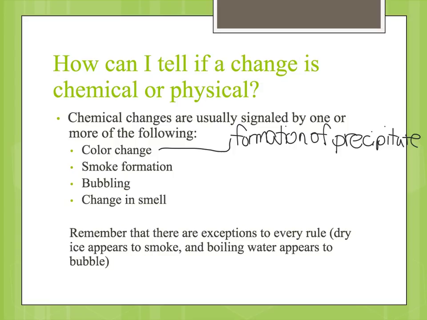Another example of a chemical change would be smoke formation. Which one of those key terms on the last set of slides do you think that smoke formation is most closely related to? Burning? Yeah, burning. So a chemical change with the smoke formation, usually they'd say something burns in the presence of something else. Bubbling. This bubbling is usually indicative of a gas formation. So it usually indicates a gas forming. So it's another way to tell you that a chemical change has occurred. That's what those bubbles are.